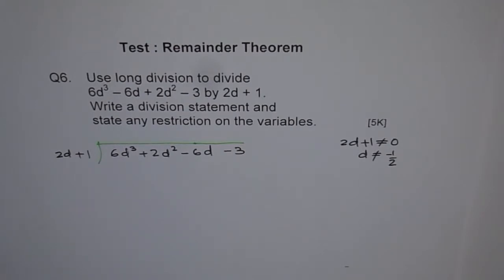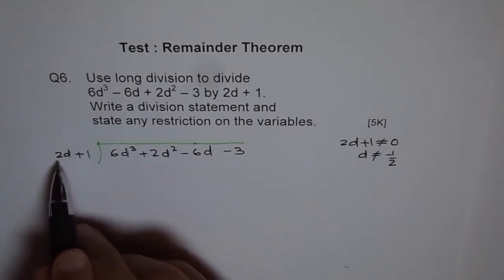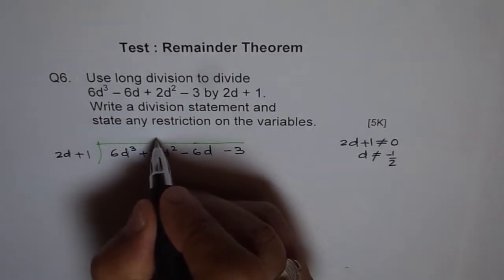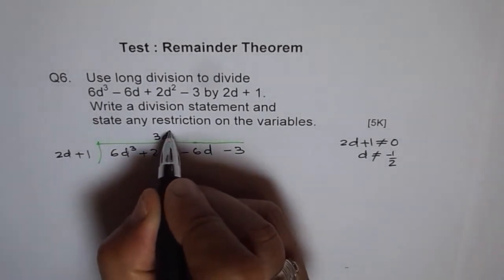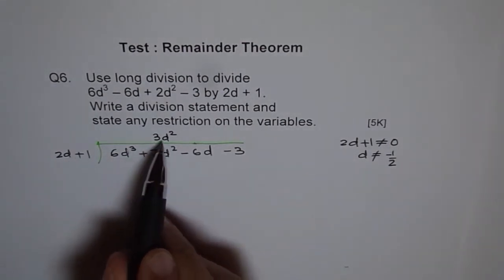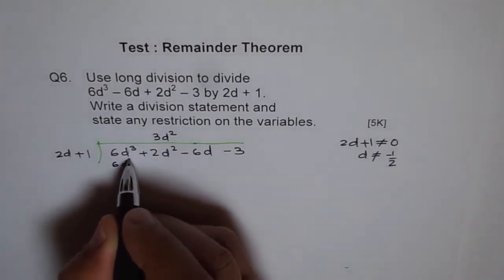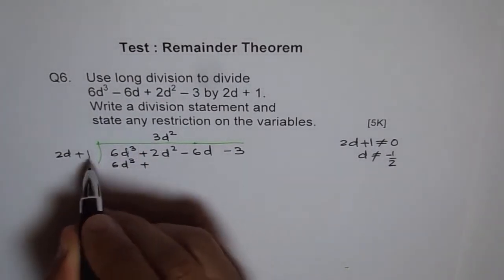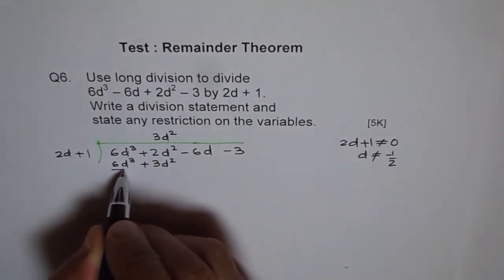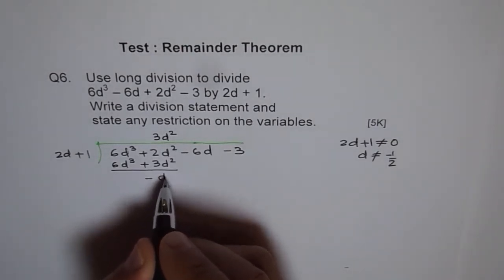Now when you divide, you have to get rid of the first term. So 3 is the number and d squared. So we should multiply this by 3d squared. Basically you divide 6d cubed by 2d and get the term. Now you multiply this and you get 6d cubed plus 3d squared. And when you take away, you're left with minus d squared.